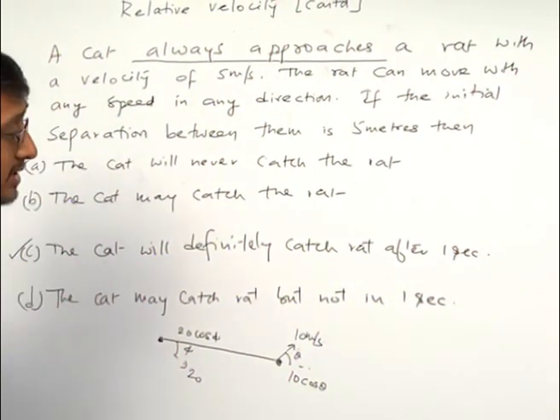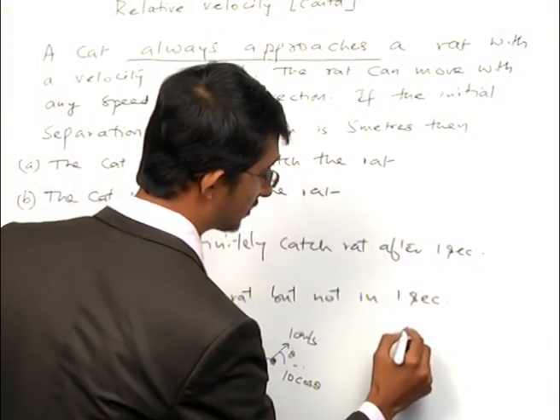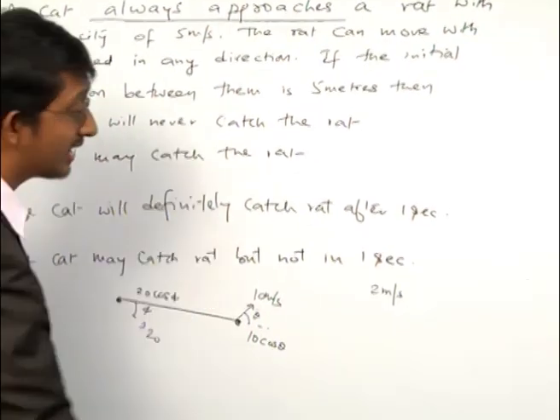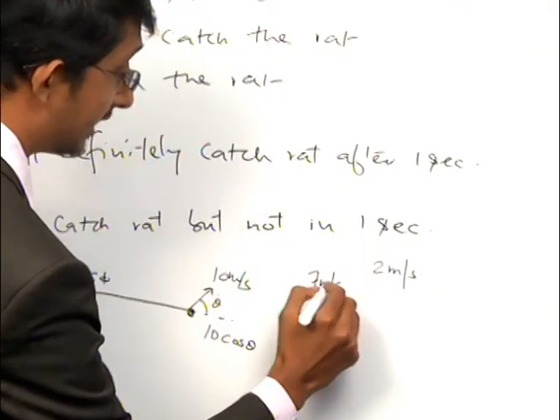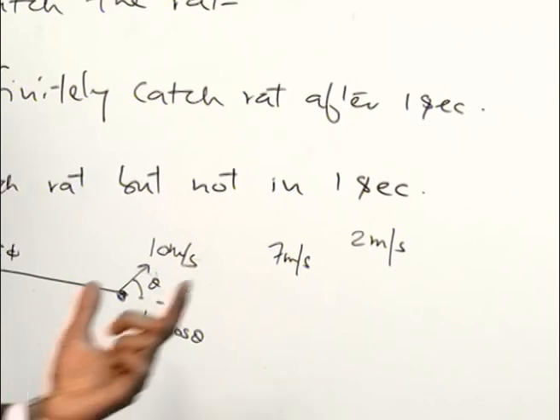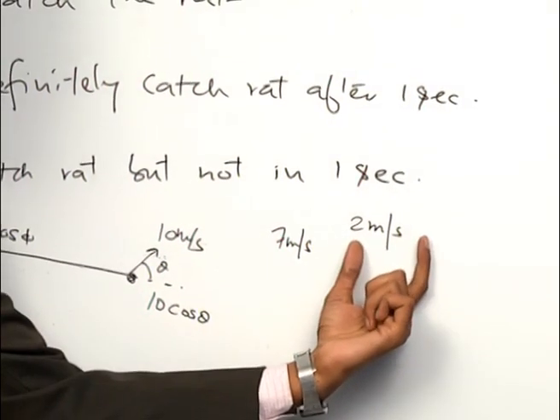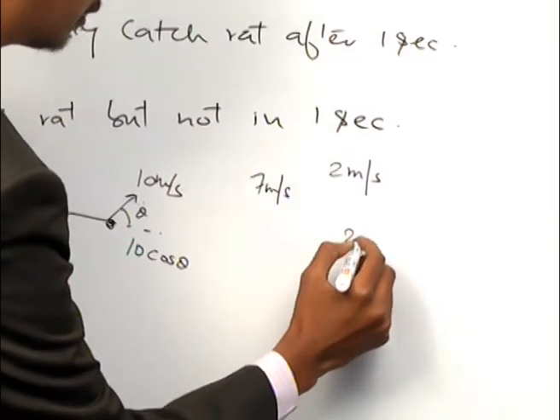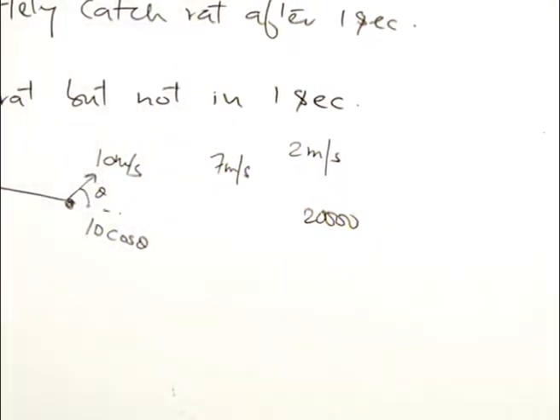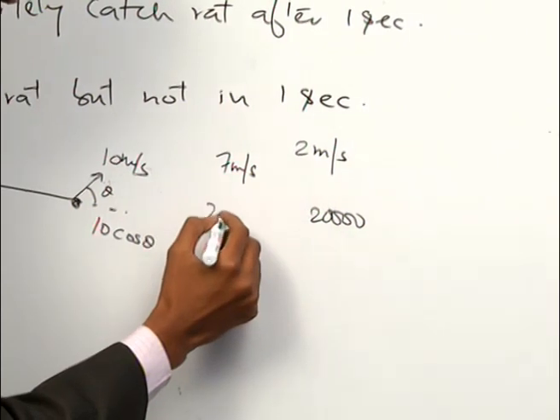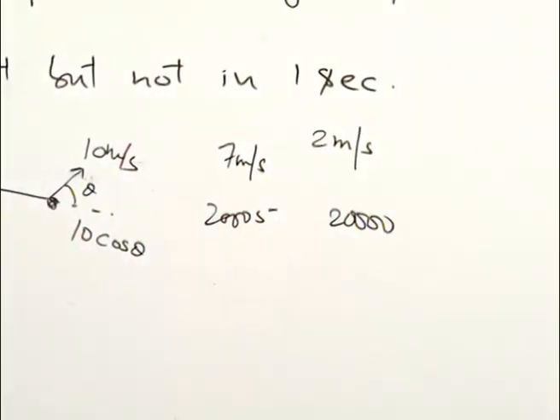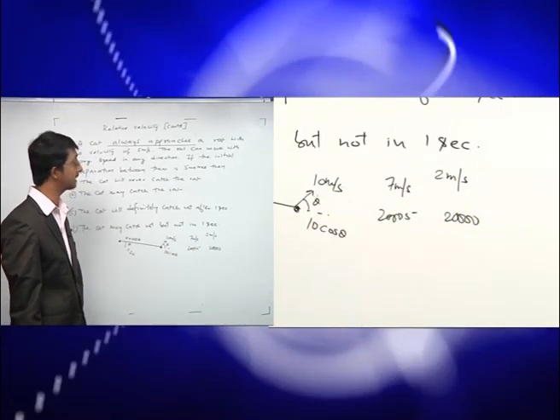Let me explain this. Suppose the rat is going with 2 meters per second in some direction, the cat is going with 7 meters per second in the same direction. Why? Because the cat is approaching the rat with 5 meters per second. Suppose the rat increases its speed to 20,000, then the cat's speed should be 20,005, because the approach between them is always 5 meters per second.